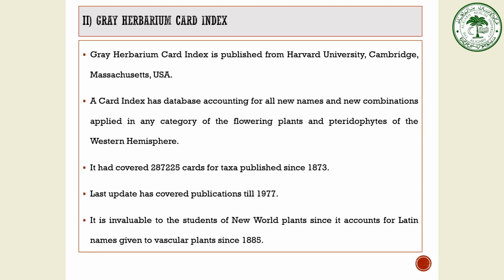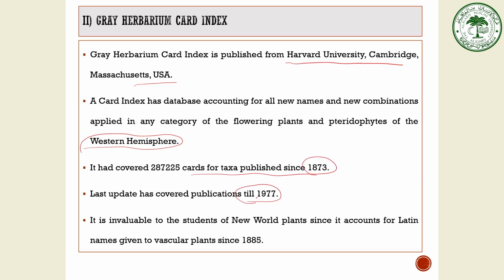Then the next one is the Gray Herbarium Card Index. This Gray Herbarium Card Index is published by Harvard University in Cambridge, USA. A card index is a database accounting for all new names and new combinations applied in any category of the flowering plants and pteridophytes of the Western Hemisphere. It covers around 87,225 cards of taxa published since 1873, and the last update covers publications until 1977.